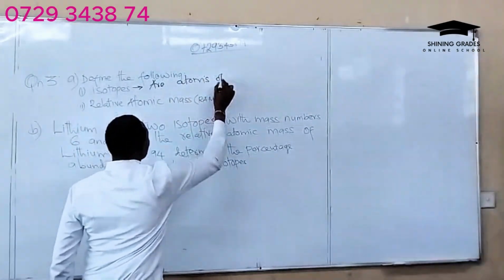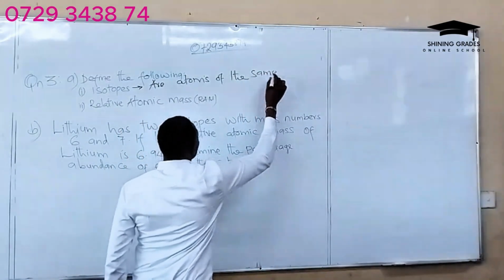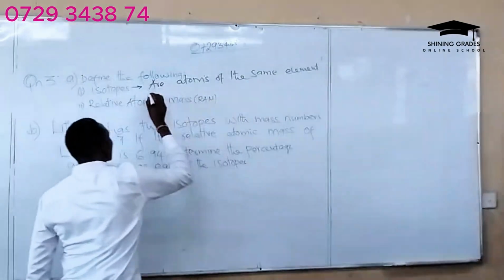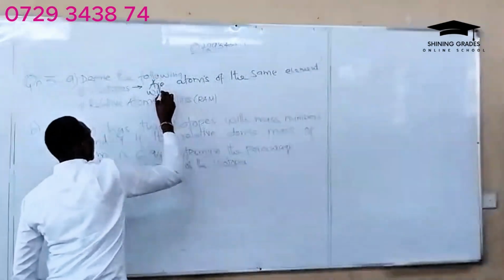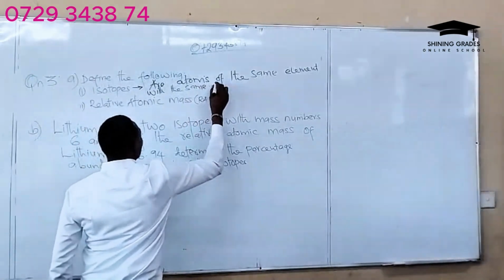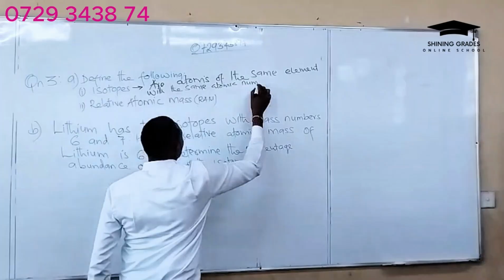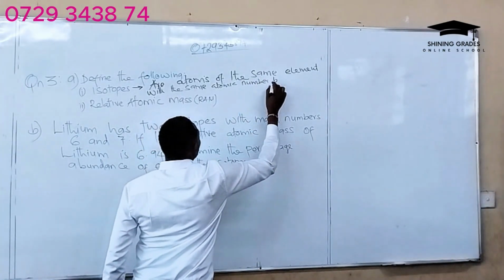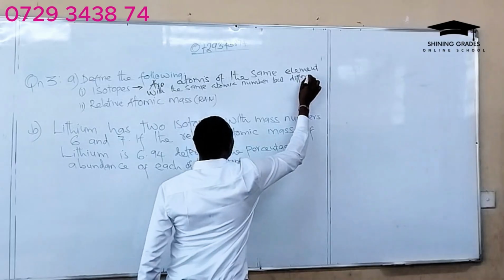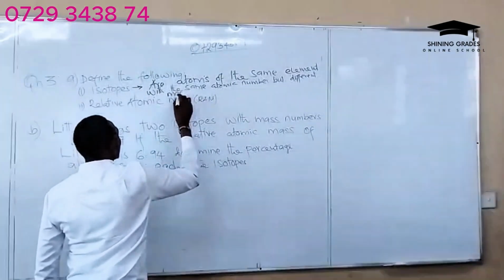Isotopes are atoms of the same element with the same atomic number but different mass numbers.